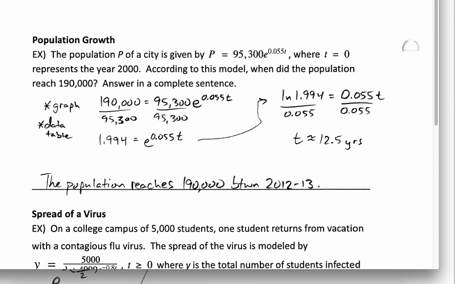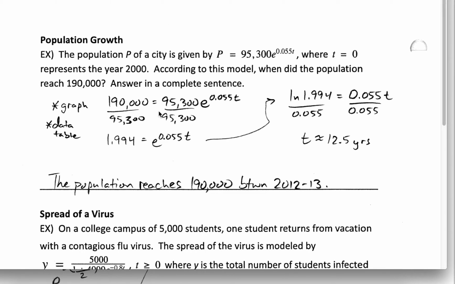All right, a couple more. Another population growth, just slightly different, less complicated than that first one we did. This time we're given the population of a city is represented by this equation. P is going to represent the population, and T is going to represent the time in years after 2000. So when did the population reach 190,000? We're going to plug that into the P spot representing our population, and we're going to solve for T, the time at which it took to reach that population.